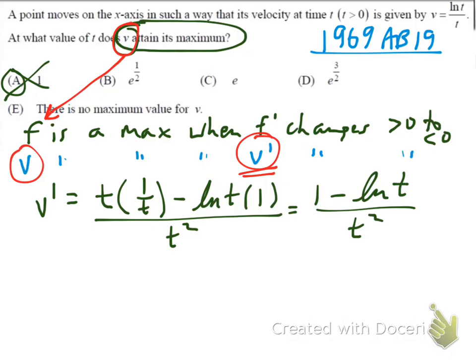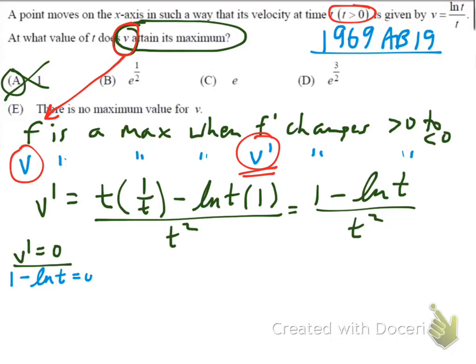Keep in mind that our t value is greater than 0, so that's another thing to consider, because we're not going to have any critical points when t equals 0, because t can't be equal to 0. The only way we can have a critical point here is if v prime is equal to 0, because v prime always exists, since t is always greater than 0. So for all t values greater than 0, v prime does exist. So again, the only critical points are going to occur when v prime equals 0, and the only time that v prime is equal to 0 is when the numerator is equal to 0.